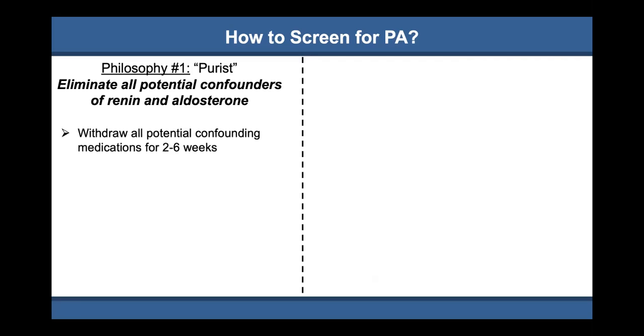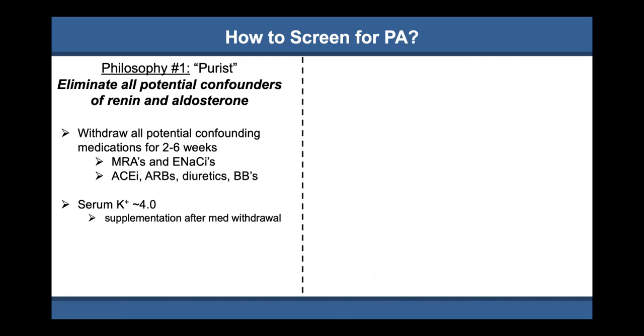That means in this philosophy, you want to withdraw all potential confounding medications for several weeks or even a month or more. The main culprits there are mineralocorticoid receptor antagonists and ENaC inhibitors, but also ACE inhibitors, angiotensin receptor blockers, diuretics, beta blockers. So that means you have to stop these medications for several weeks and control the patient's blood pressure with other modalities.